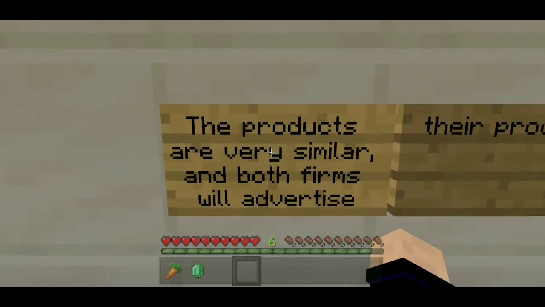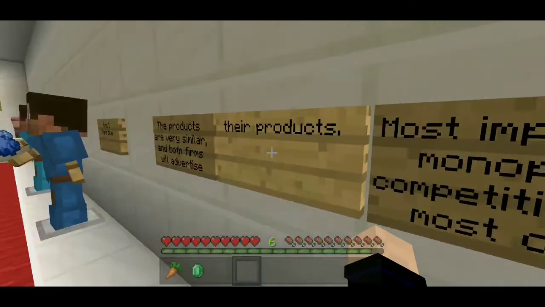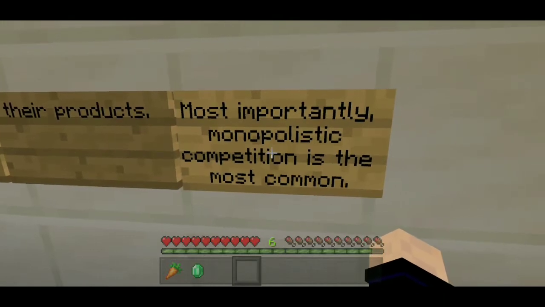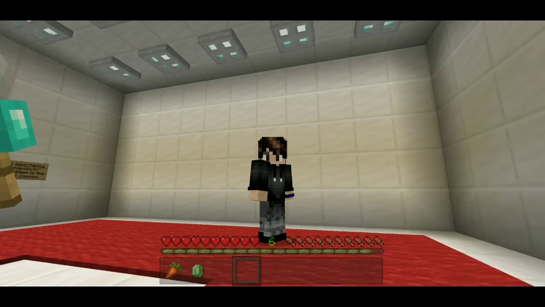The products are very similar, and both firms will advertise their products. And most importantly, monopolistic competition is the most common. Again, it is the most common.